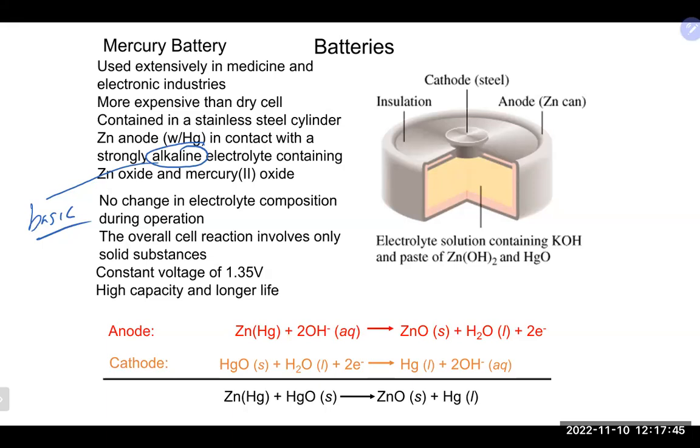The overall cell reaction involves only solid substances. That is one of the things that makes batteries long lasting, is that you don't lose things along the way. So you got solids on both sides. That's also something that makes batteries rechargeable, as we'll see, having those solid guys on both sides of the reaction. It gives a little less voltage, 1.35, and has a longer life, because you don't see a lot of breaking down of the components as it is running, so it'll go for a very long time.